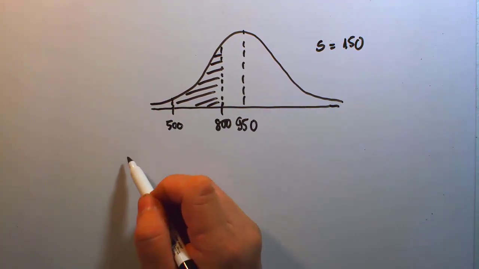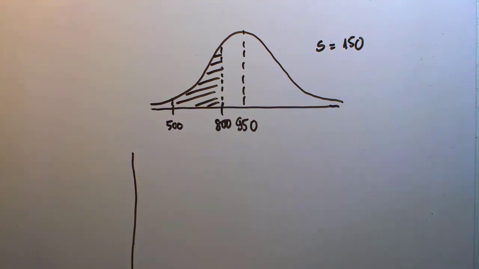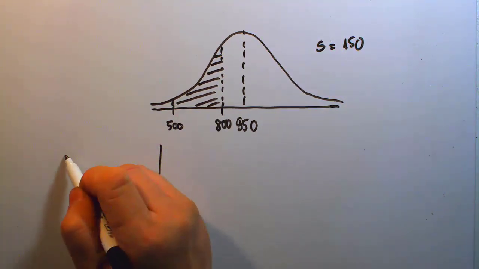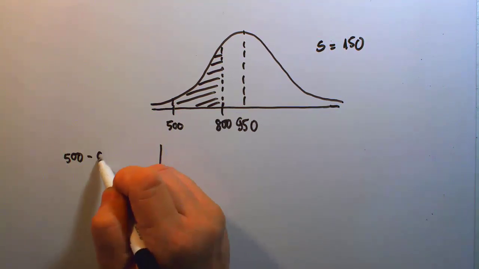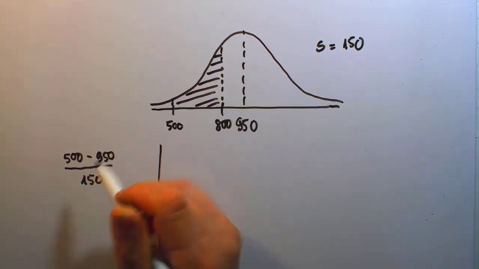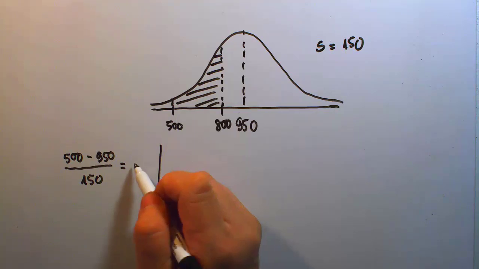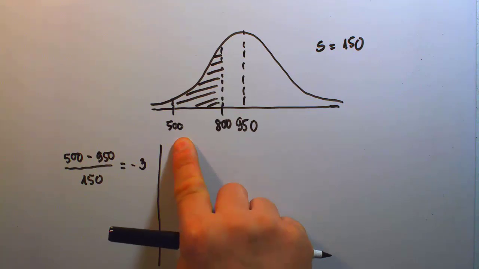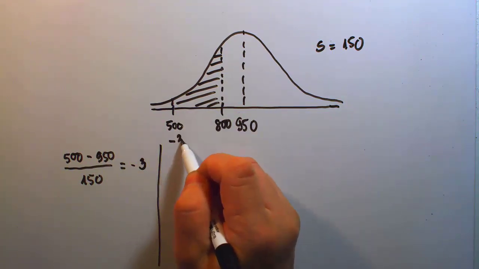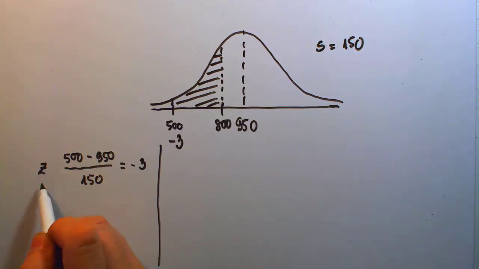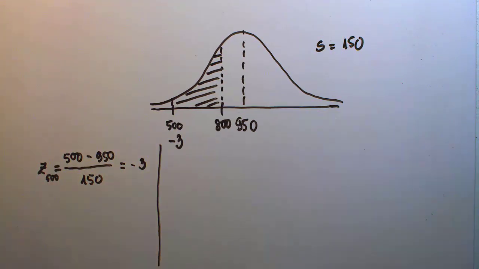And so once again, once you got the area sketched and shaded, all we need now is to find the z-score. So 500, take away the mean 950, and dividing that by the standard deviation, 150. My z-score comes out being negative 3. And that now indicates that 500 stays 3 standard deviations below mean. And so this is the z-score of 500.